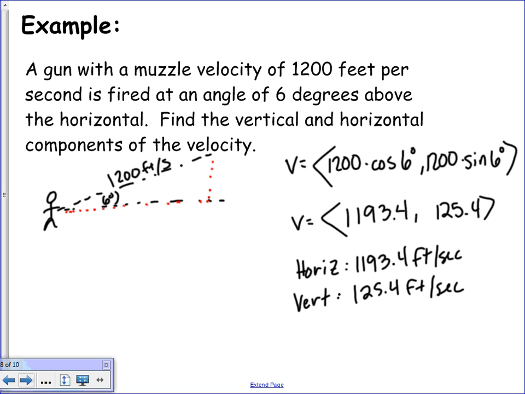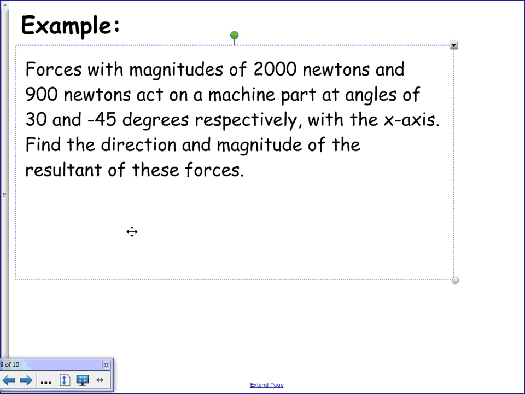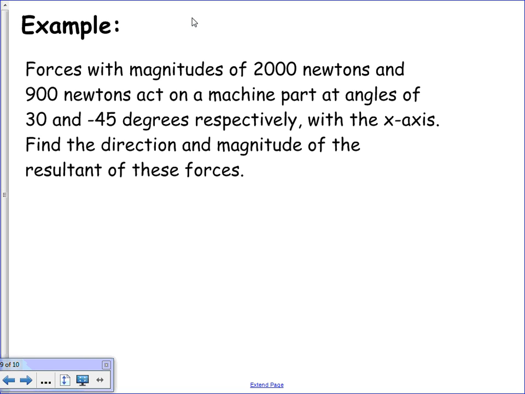We have one other problem that we want to look at. Okay, and this is one where we have multiple things happening at the same time. So this example says, forces with magnitudes of 2,000 newtons and 900 newtons act on a machine part at angles of 30 and negative 45 degrees respectively with the x-axis. Find the direction and the magnitude of the resultant of these forces.